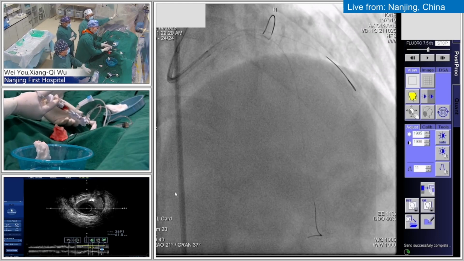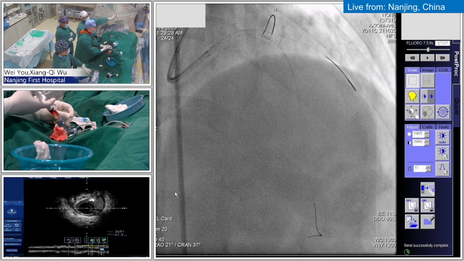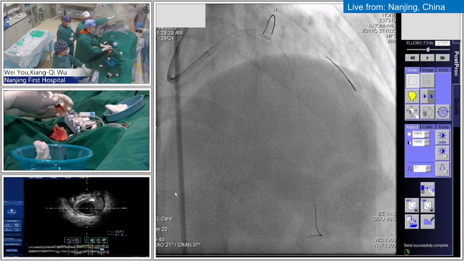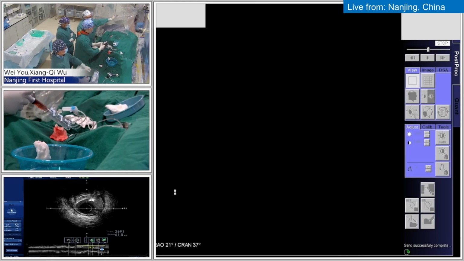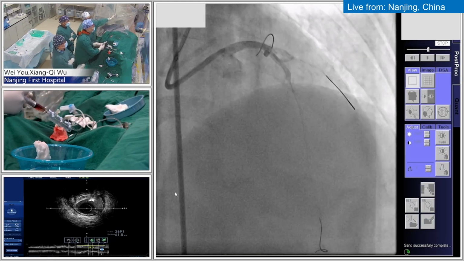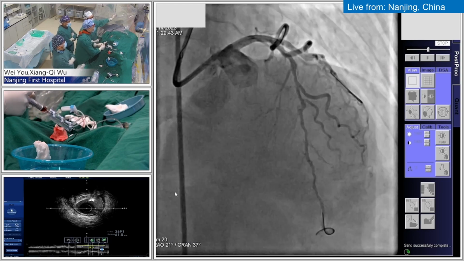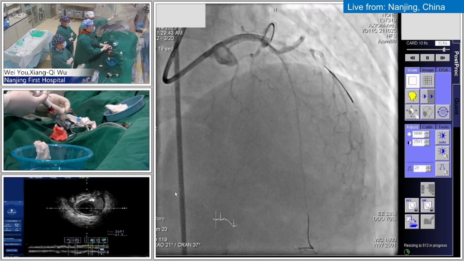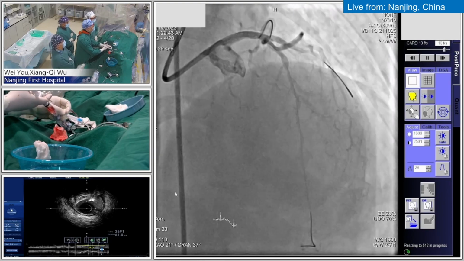So do you already have in China a separate fellowship for structural heart, or is it covered as part of interventional cardiology? Yeah, right. We have. Okay. And a very mature team. Dedicated for structural heart. Yeah, right. One year or two years?